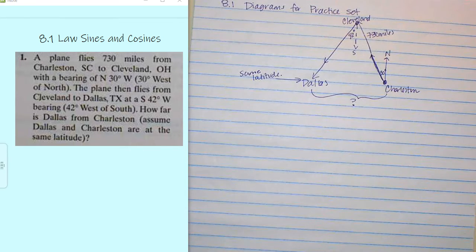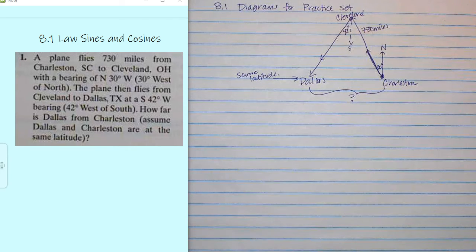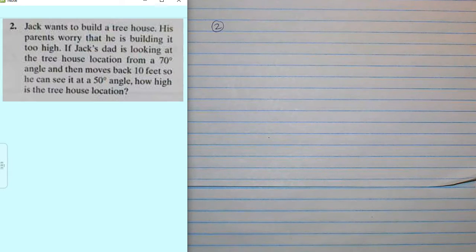So that will hopefully help you draw out number 1. The rest of the math you need to try for yourself, and then I'll help you draw out number 2. So number 2, Jack wants to build a tree house. His parents worry that he's building it too high. Unimportant sentence, but whatever. If Jack's dad is looking at the treehouse location from a 70-degree angle and then moves back 10 feet so he can see it at a 50-degree angle, how high is the treehouse's location?